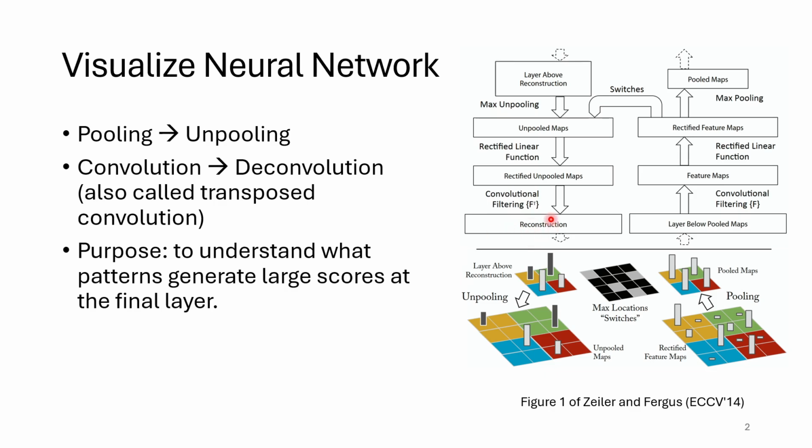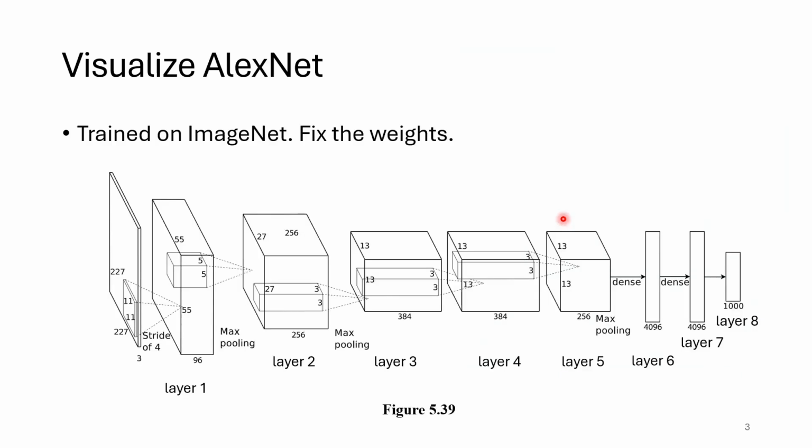Okay. So here, see this map. This map is where they record the pooled values. And then here they use the deconvolution or the transpose convolution to reconstruct the input image or input signals. So they show their results on AlexNet.